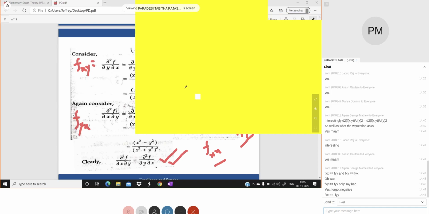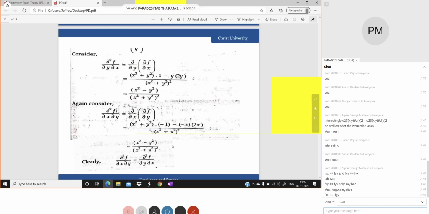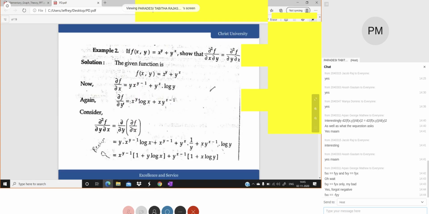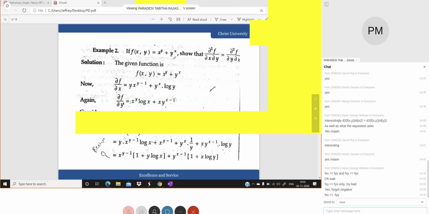Okay, I don't see you doing it, so I'm assuming you finished. Let's move on. Yeah, this is an interesting function. Your function in two variables is x power y plus y power x. So this is our function, x power y plus y power x.